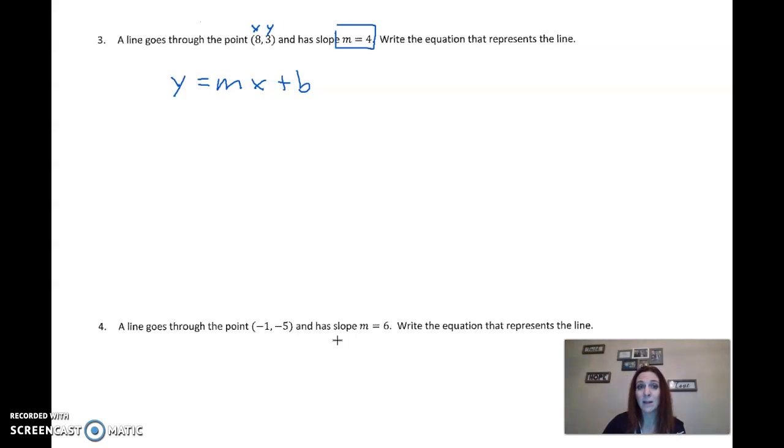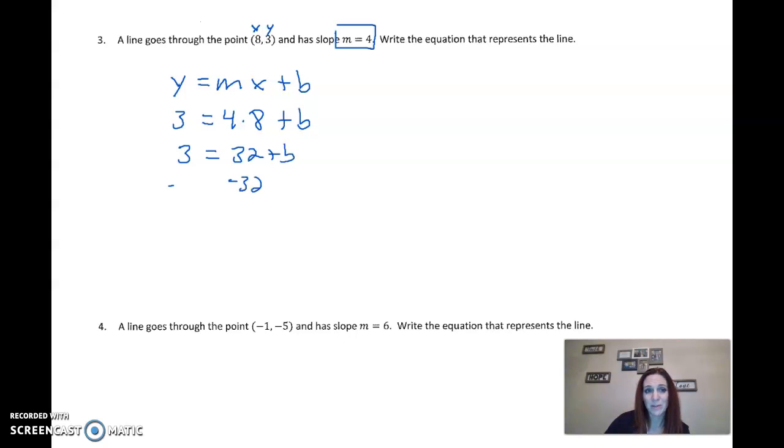I don't know what b is. I know what my m is. I have an x and y value. 3 in for y, 4 in for m, 8 in for x. Simplify and solve. 4 times 8 is 32 plus b. I'm going to subtract 32 from both sides. Oh, nice not to have a fraction. But notice it doesn't change. We're doing it the same way. 3 plus a negative 32, or 3 minus 32, is a negative 29. That cancels. And we have negative 29 equals b.